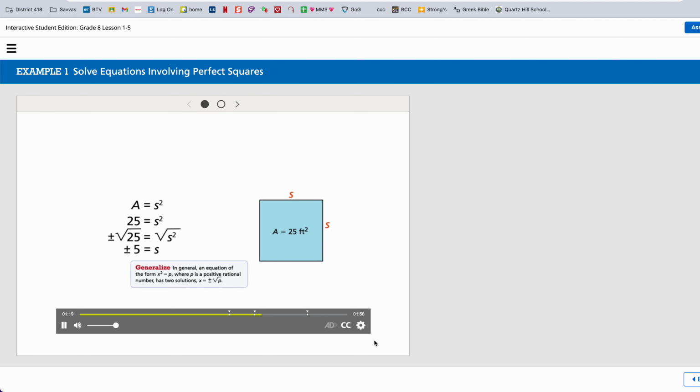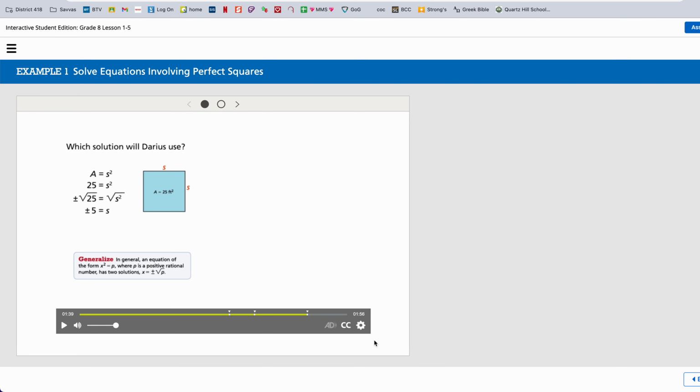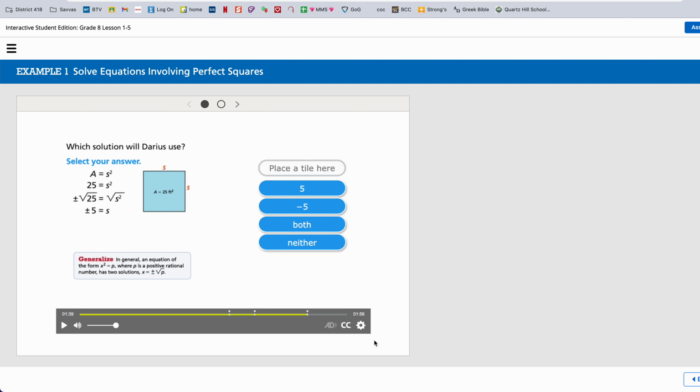In general, an equation of the form x squared equals p, where p is a positive rational number, has two solutions. X is equal to positive or negative the square root of p. So, the equation has two solutions. Which value of s will Darius use? All right, select your answer.